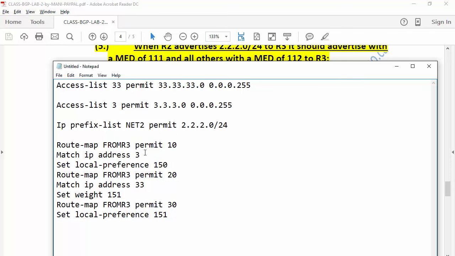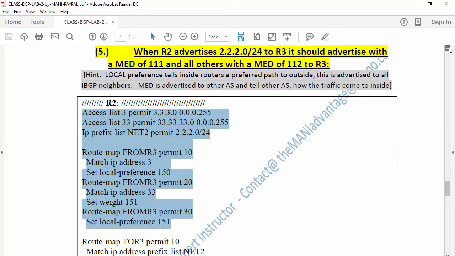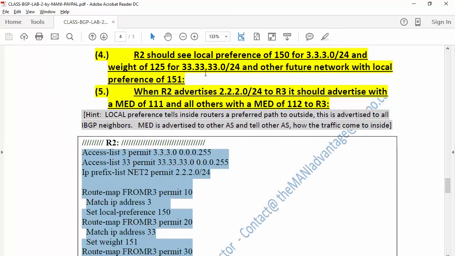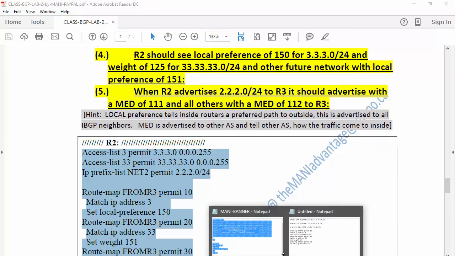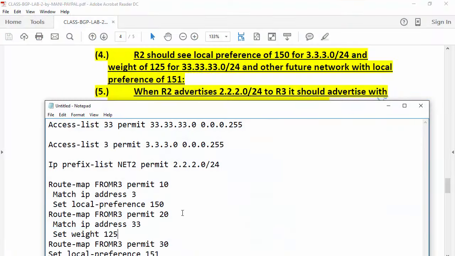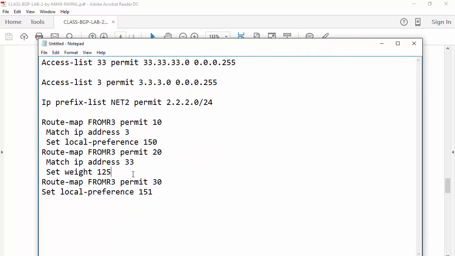In this one I am saying if it is matching IP address 3, so match access list 3, my local preference is 150, that's right. If it is matching my access list number 33, my weight is 125. It should be 125. Look at the conditions very carefully. Weight should be 125 for 33. Anything else, my local preference should be 151. So this is good.